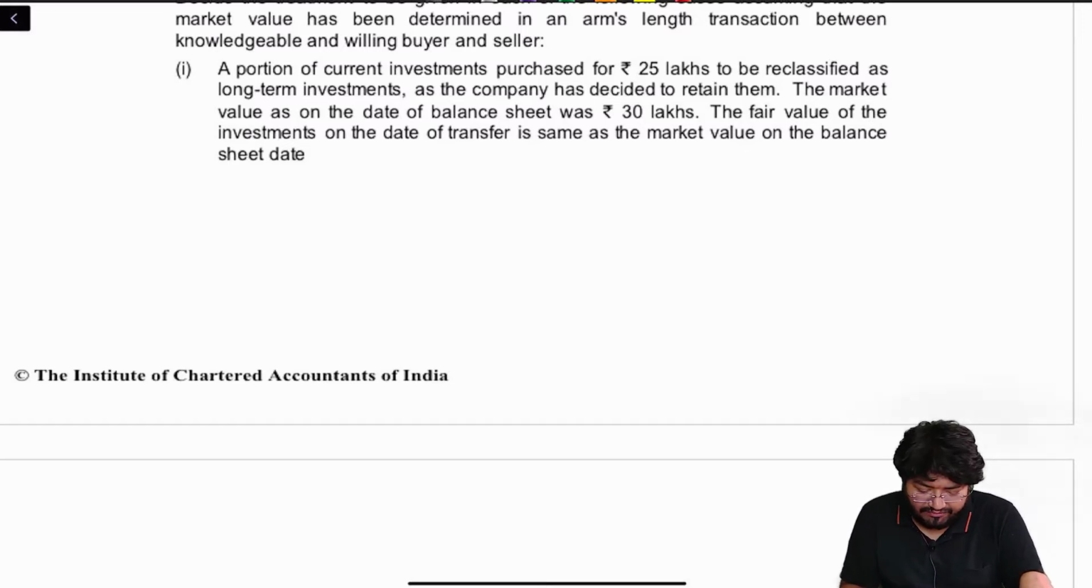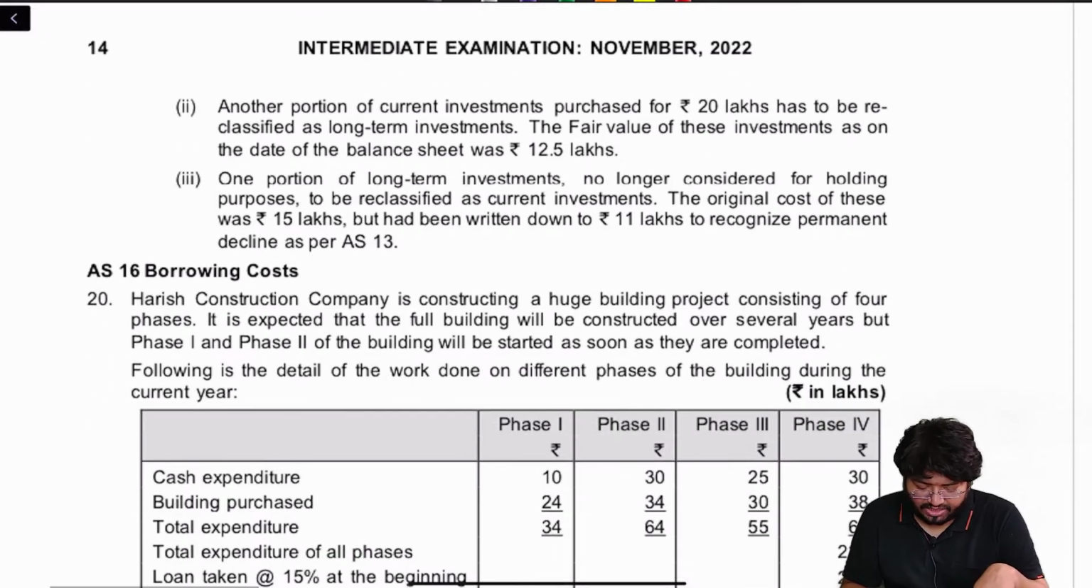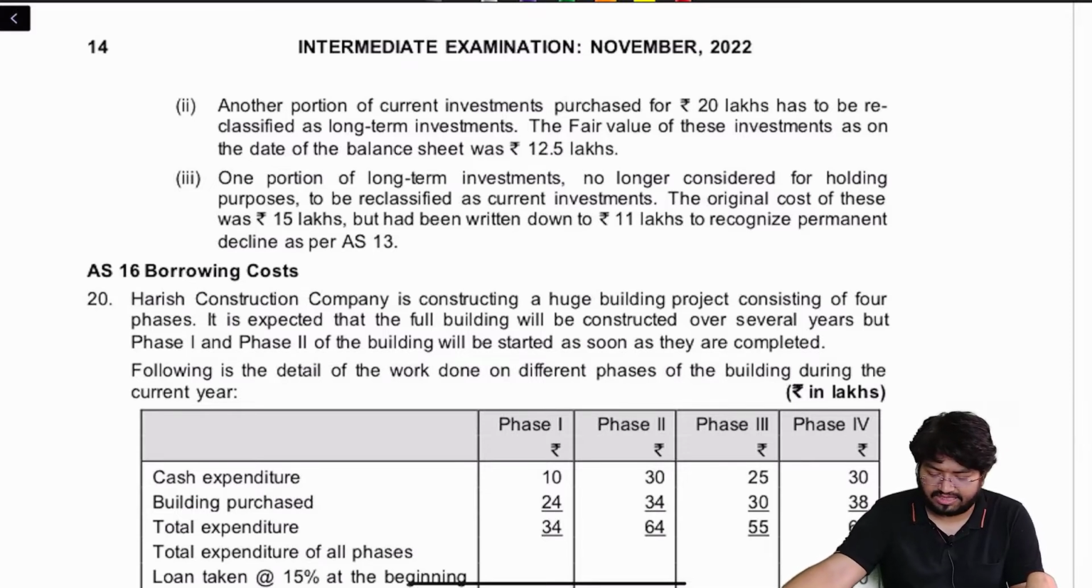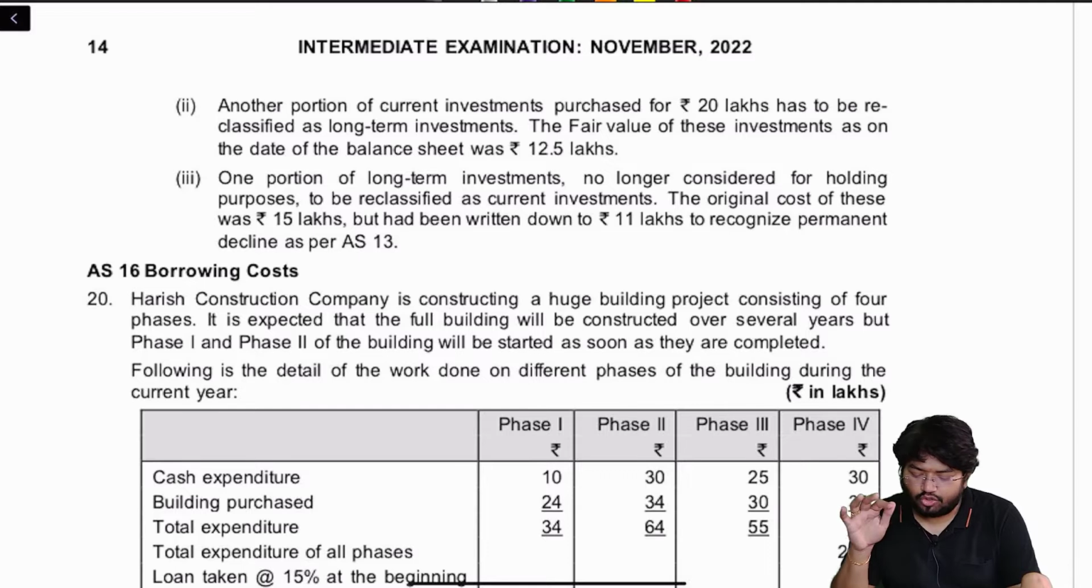The fair value of the investment on the date of transfer is the same as the market value on the balance sheet date. Another portion of current investments purchased for 20 lakhs has been classified as long-term investments. The fair value of these investments as on the date of balance sheet was 12.5 lakhs. One portion of long-term investments no longer considered for holding purposes is to be reclassified as current investment. The original cost of this was 15 lakhs but has been written down to 11 lakhs to recognize permanent decline as per AS 13. Now what is he talking about here?